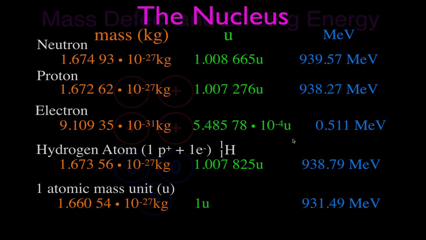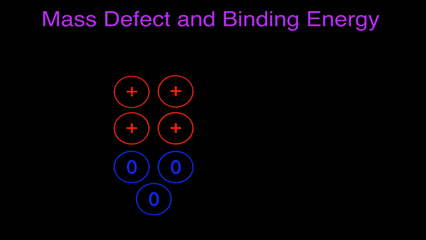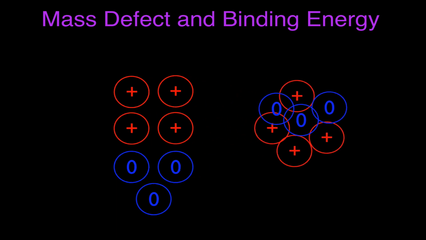Okay, now, using these numbers, we're going to do a problem where we calculate the mass defect and the binding energy per nucleon for beryllium. This is the idea. We have the individual constituents. We have 4 protons just lying around. We have 3 neutrons just lying around, and we're going to put them into a nucleus. We're going to bind those all together, bringing them really close to each other.